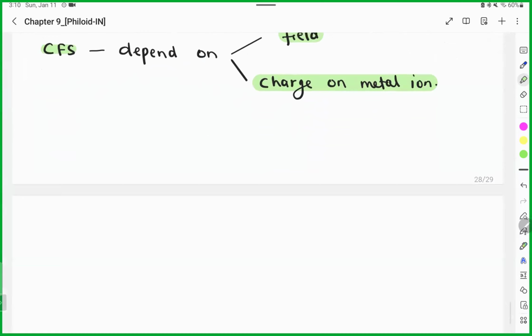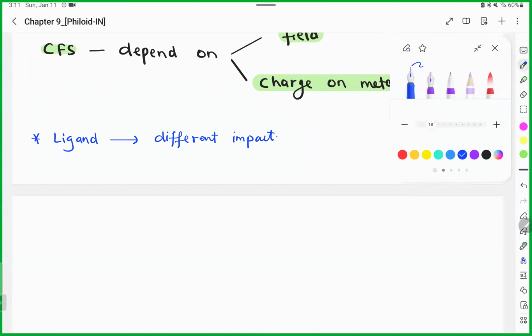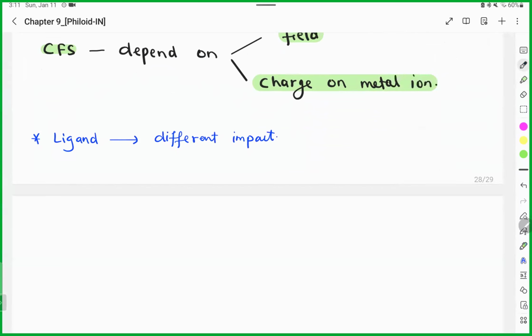Based on this, you will see that there are different types of ligand which have different types of impact. Some ligands are strong, another ligands are weak. Ligands can be of two types, strong and weak.